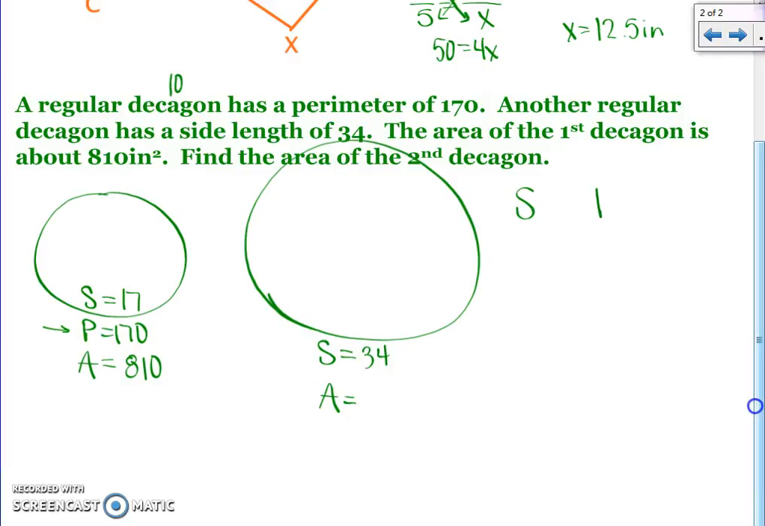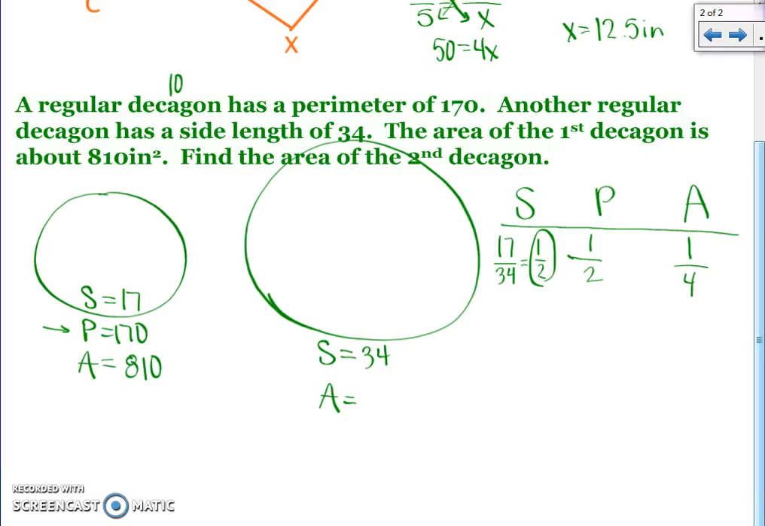So we've got SPA. What's our side ratio? 17 over 34. Okay, does that simplify? 1/2. Okay, so what's our perimeter ratio? 1/2. What's our area ratio? 1/4. Just square each number.